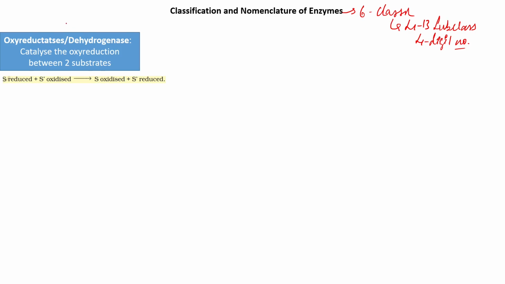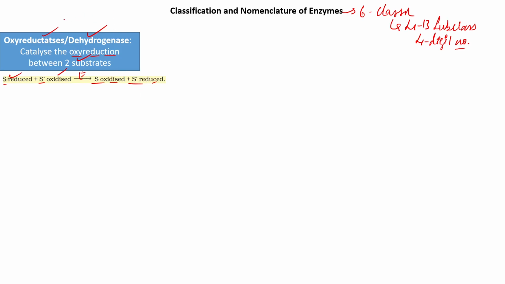The first one is the oxidoreductases, also called dehydrogenases. They are mainly involved in oxidation or reduction reactions between two substrates. Here you can see that in the initial part of the reaction, S is reduced and S prime or S dash is oxidized. In the presence of this kind of enzyme, S becomes oxidized and S prime becomes reduced at the end.